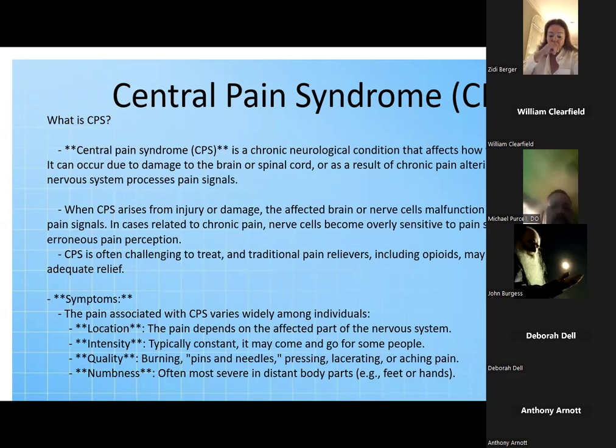When central pain syndrome arises from injury or damage, the affected brain or nerve system malfunctions and sends constant pain signals, right? When you have progressive, chronic pain, that chronic pain signaling leads to hypertrophy, progressive neuroplastic changes in the central nociceptive neurons, where the dendrites are growing and forming new synapses, and more connections between those pain signals, lowering the threshold. That abnormal neuroplasticity is the reason why we have this syndrome.